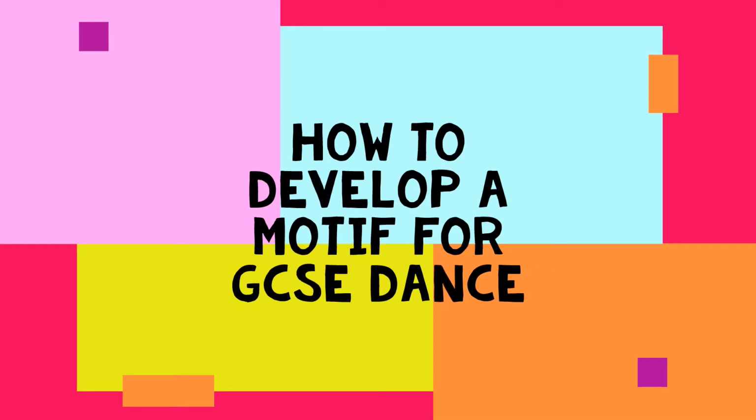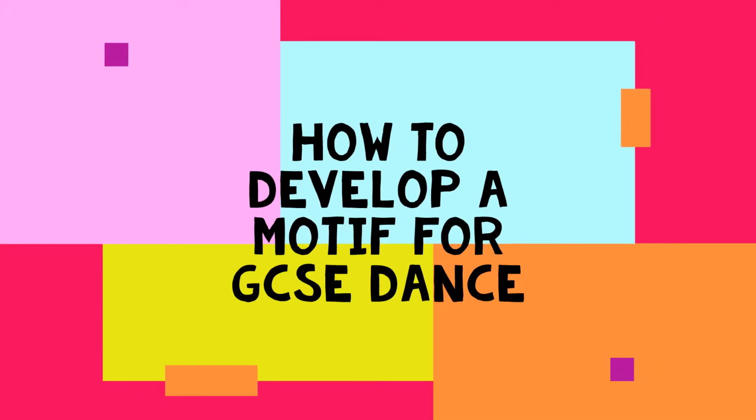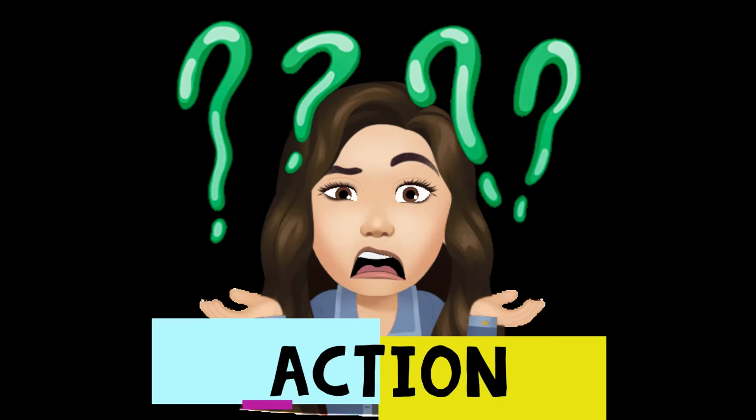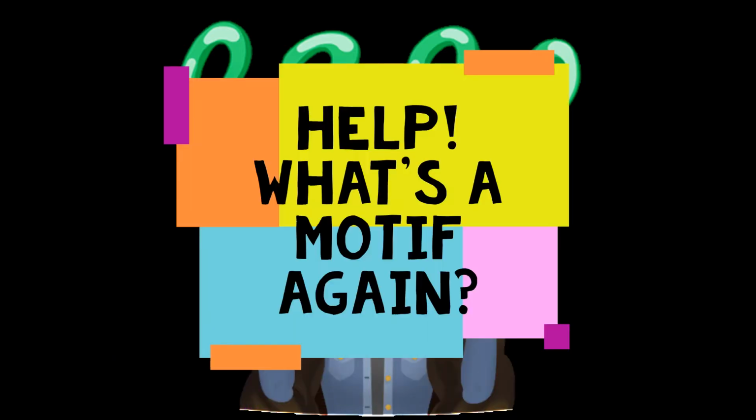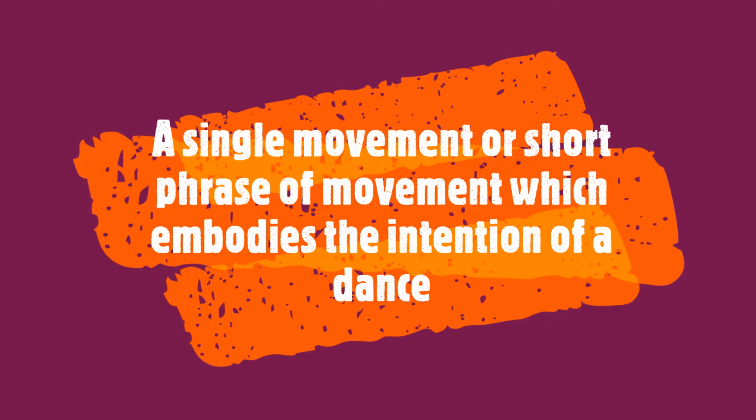Let's talk about motif development for GCSE dance. Motifs can be developed by changing action, space, dynamics, or relationships. A motif is a single movement or short phrase of movement which shows the intention of a dance, so this helps the audience understand what your dance is about.